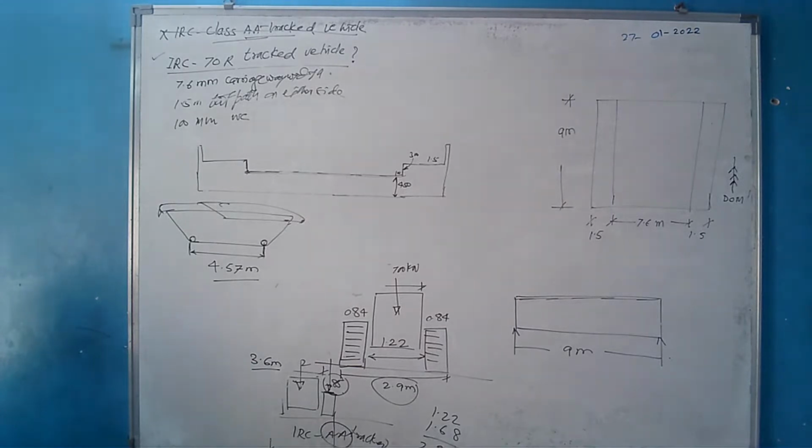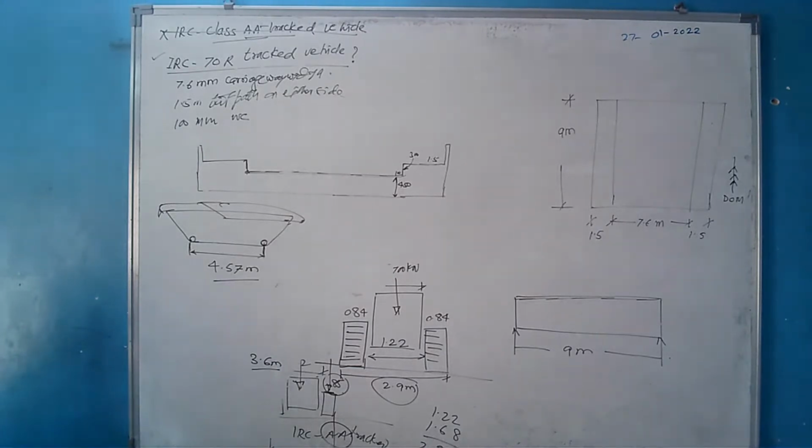Intensity of load will be equal in both the cases when the vehicle is passing over the bridge. It will be more when 70R is passing, or it will be more when class AA tracked vehicle is passing. In which case the intensity of load will be more? Or will both remain equal, because the total load is the same, 700 kilonewton?